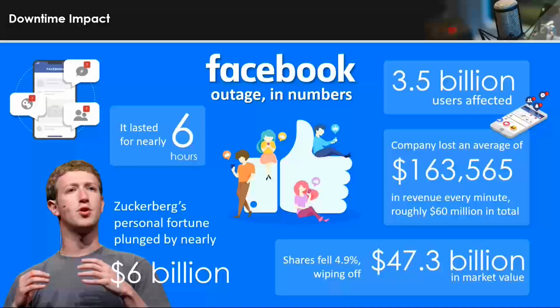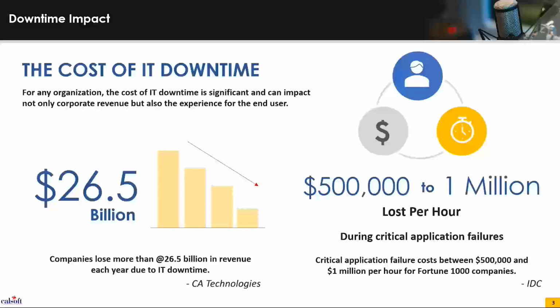Such situations definitely lead to a lot of revenue losses. If I can give some more stats on the observed impacts of downtime in infrastructure: as per the CA Technologies survey, companies lose around $26.5 billion in revenue due to IT downtime. Similarly, for Fortune 100 companies, per hour revenue loss is anywhere between 500K to 1 million. That's the kind of impact downtime has. And chaos engineering plays a significant role in addressing issues around downtime.